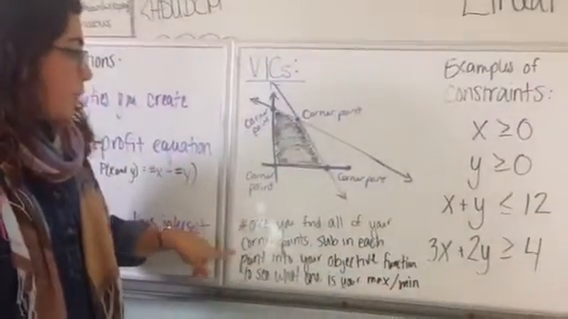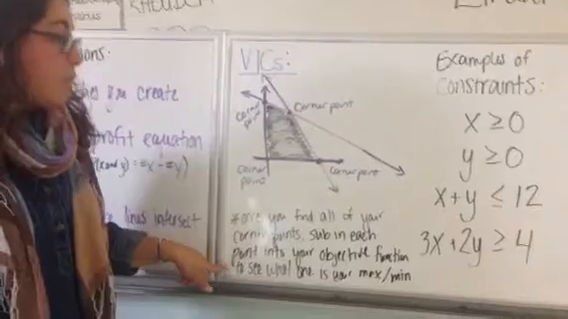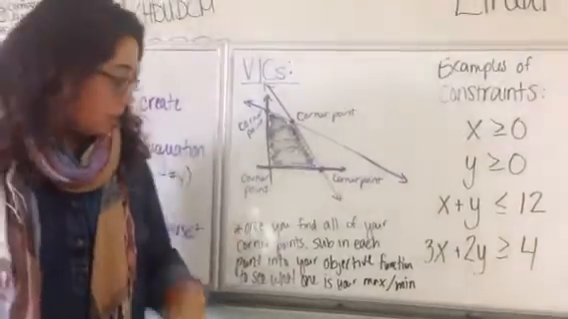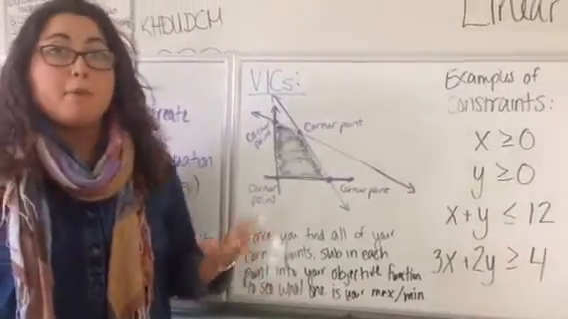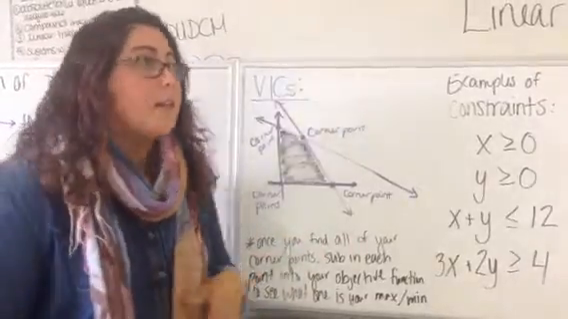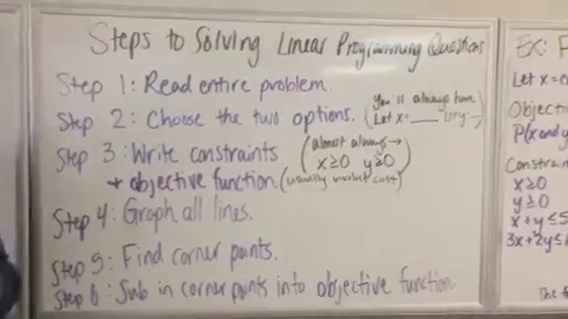So once you find all of your corner points, you want to substitute each point into your objective function or your profit function to see which one is your maximum or minimum value, depending on what the question is asking. So steps to follow in a linear programming question.